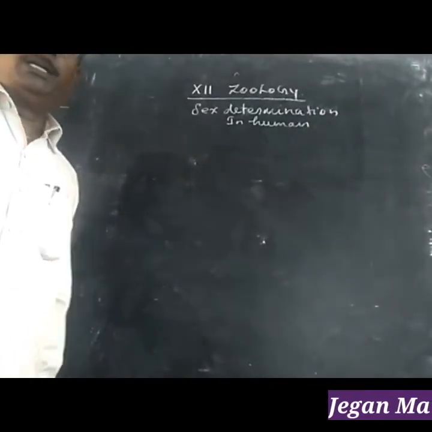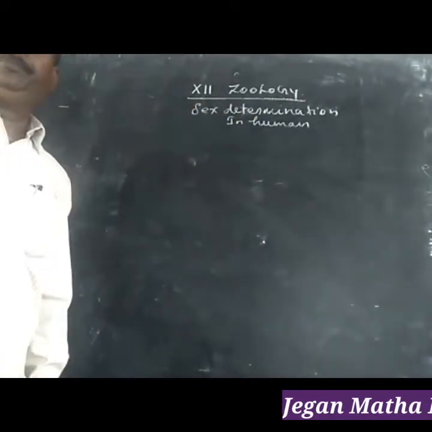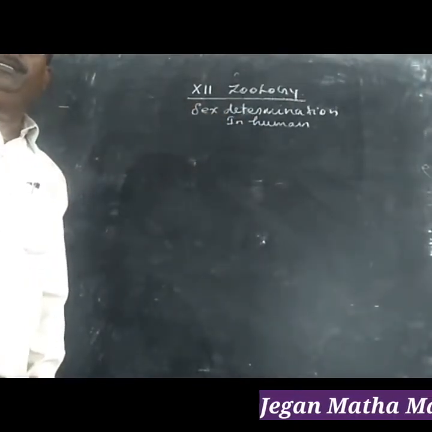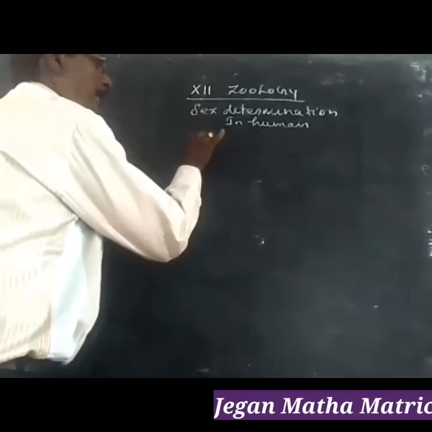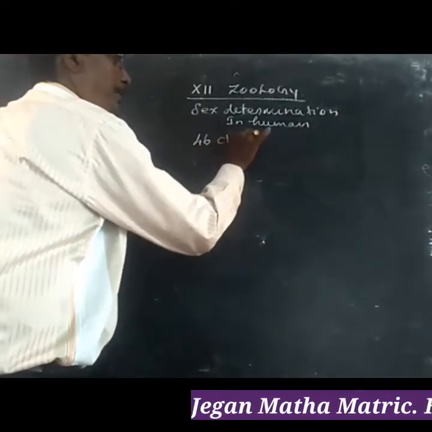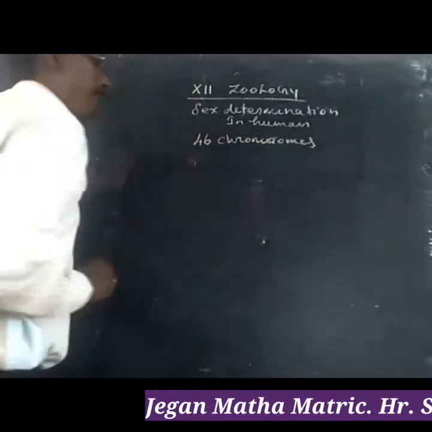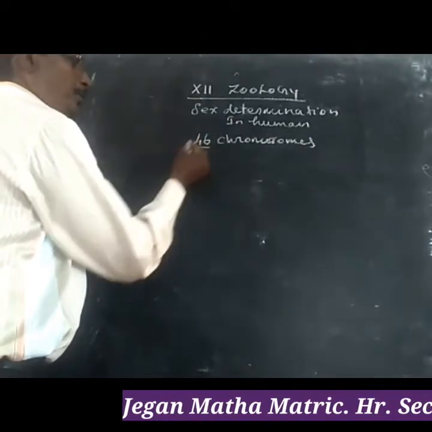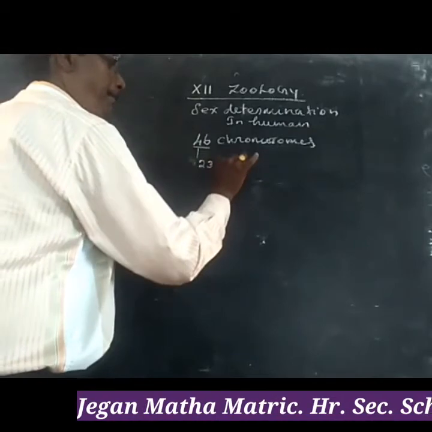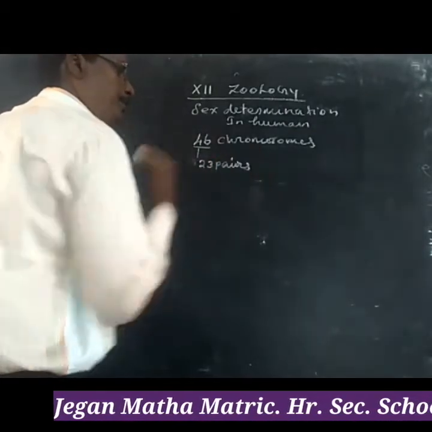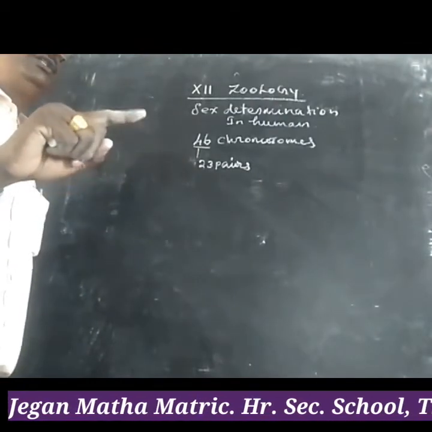So, 12th standard zoology: sex determination in human beings. In human beings, 46 chromosomes are present. The 46 chromosomes occur in 23 pairs of chromosomes.